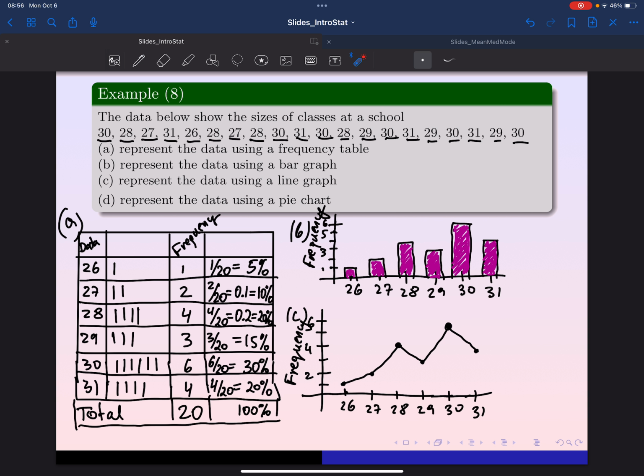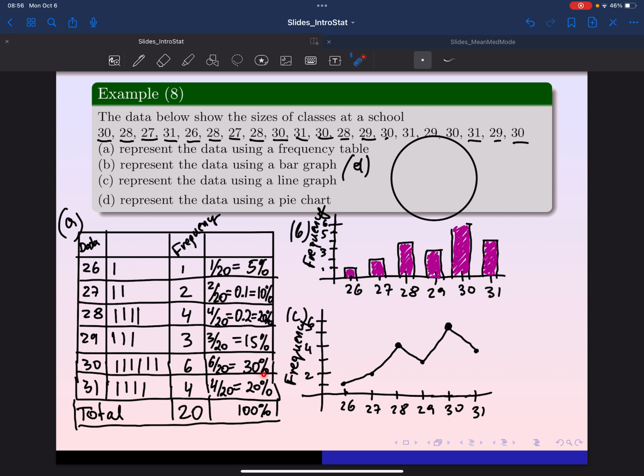Now the last one, they asked me to represent the data using the pie chart. So then we're gonna go with the percentages, whatever percentages we're getting. So we're gonna draw part D. We're gonna draw the big circle. And now out of that circle, let me draw a nicer circle. Now we're gonna divide the circle into portions. Typically we start with the largest one.